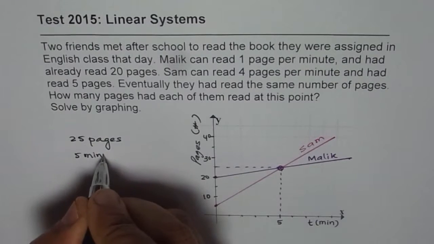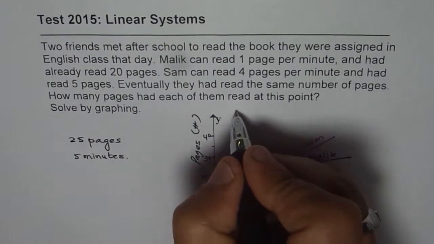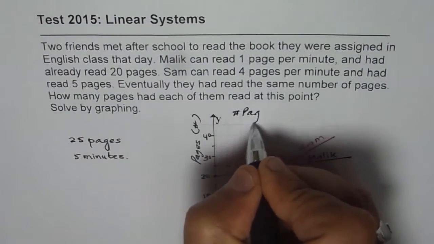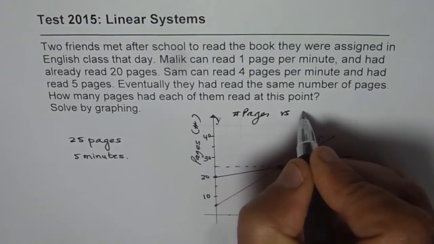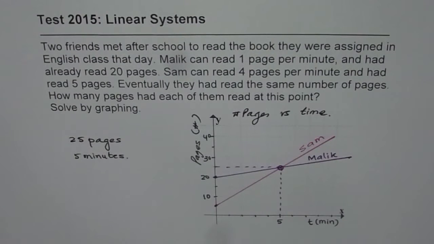Okay. In such questions, especially when you are sketching a graph, it is important to see what is the independent variable, what is the dependent variable, and what should be the scale, right? So we are actually sketching here the number of pages with respect to time in minutes, right? So that is the scale, and that is how we can solve such questions.